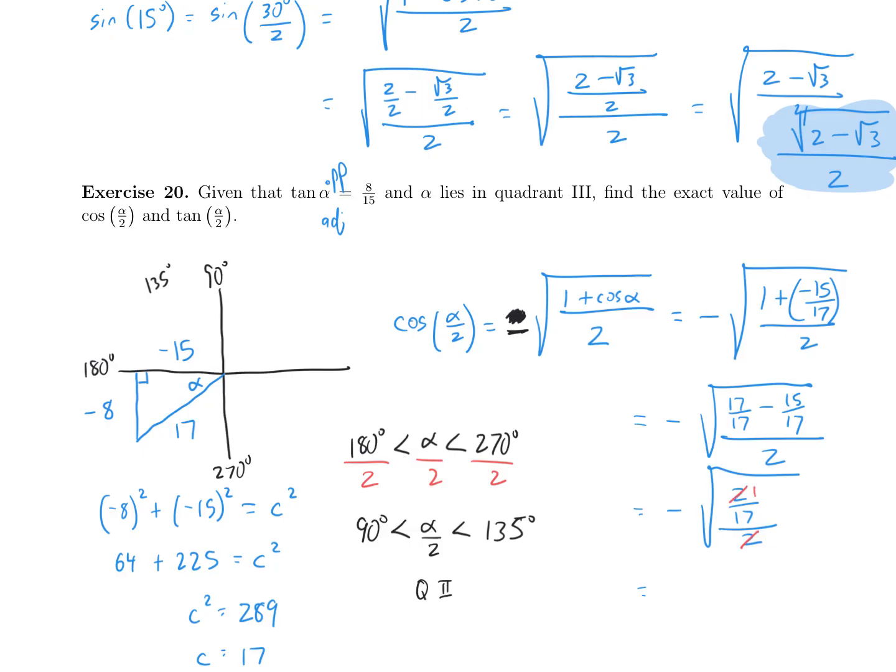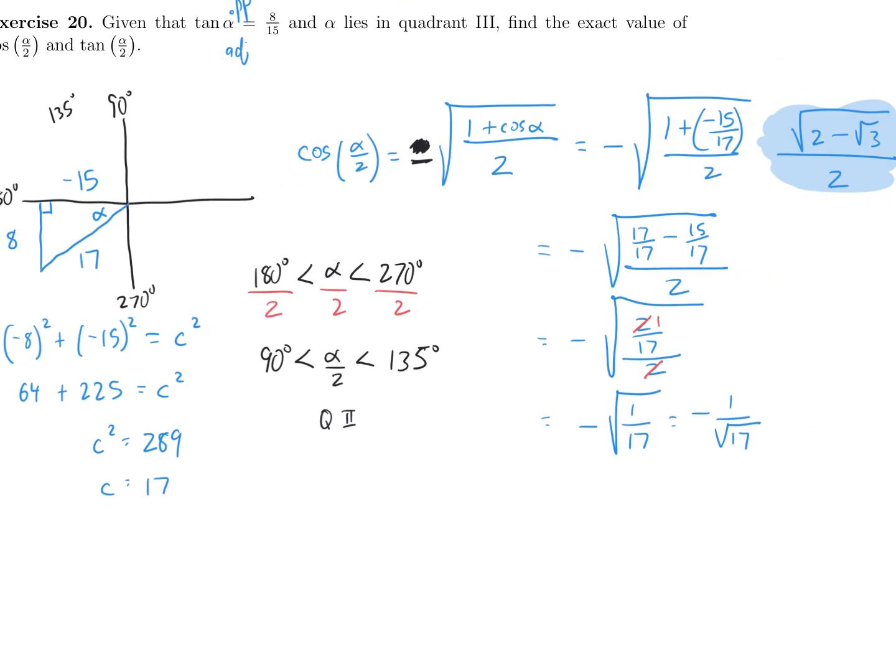So it's just going to be the square root of 1/17, and the square root of 1 is just 1. And there you go, 1 over the square root of 17. You could rationalize that denominator if you would like. Let's do that. So rationalize the denominator, multiply it by square root of 17 over 17, and you do get negative square root of 17 over 17 as our final answer. And that will do it.